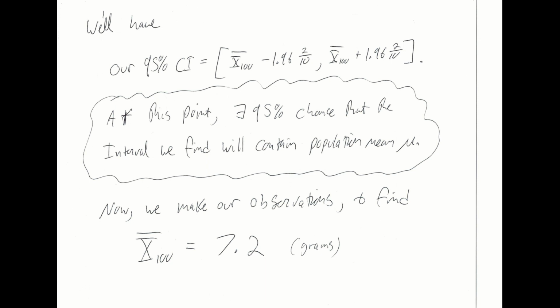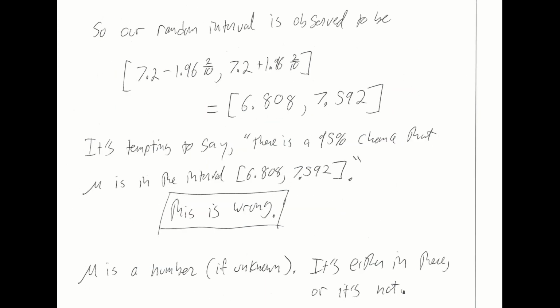Now we actually get our box from company A. We take the 100 bolts, we stick them on our scale, we measure them all, and we find the sample mean to be 7.2 grams. Now we can write down the numerical confidence interval at this point. We can write down our 95% confidence interval with numerical values for the low and the high endpoint of that interval. And it turns out to be 6.808 and 7.592 respectively. So that is an interval of the real line. This is our 95% confidence interval. We think that the population mean is in that interval.